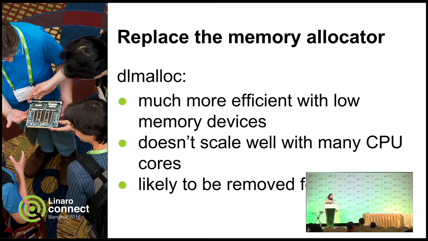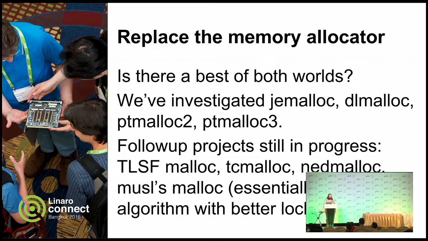But the drawback is it doesn't scale that well with many CPU cores, so on higher end 64-bit devices you'll see performance drops. And it looks like upstream has plans to actually remove the dlmalloc implementation from Android N because they care more about scalability than usability on low memory devices. So we've looked into this some more and asked if there's any malloc implementation that would bring us both the advantages of jemalloc and dlmalloc. We are looking for a malloc implementation that will both scale well and work well on low-end devices.